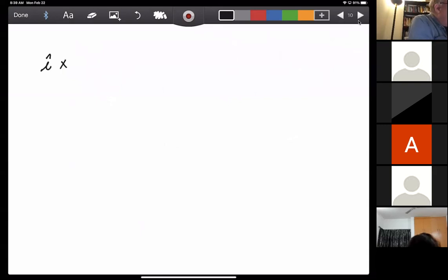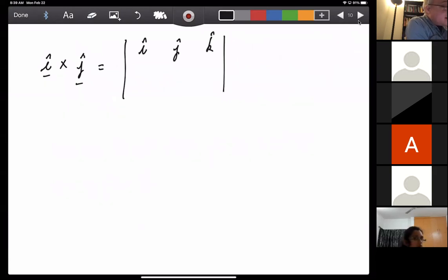So I'm going to ask you guys to compute i hat cross j hat. So I'll get you started. Remember, we put i, j, k in our top row. We put the entries of the first vector in the middle row. We put the entries of the second vector in the bottom row. And then we use our formula based on determinants. So what's the result going to be here?